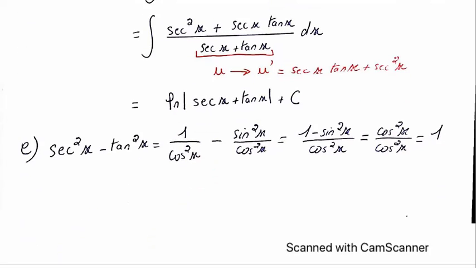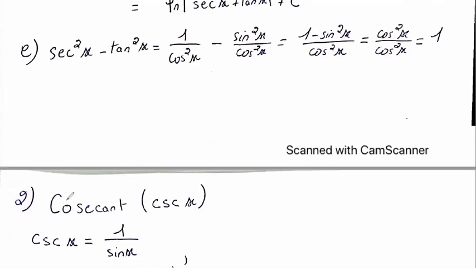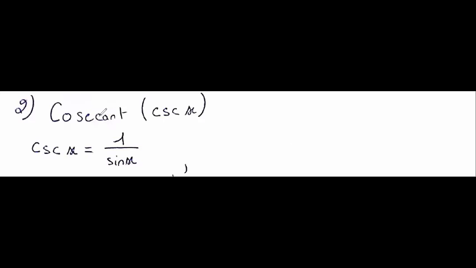Now let's check cosecant. Cosecant, which is abbreviated as CSC, so cosecant of x, is defined as 1 over sine x. Now, I don't know why they called cosecant 1 over sine and not 1 over cosine, and secant 1 over cosine. I don't know why, but cosecant x is 1 over sine x.